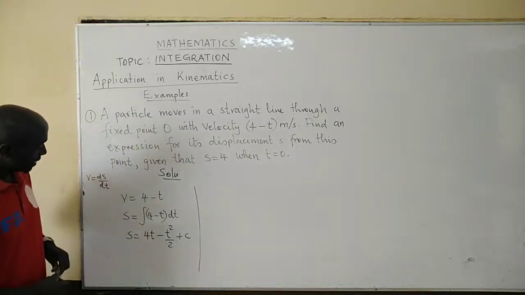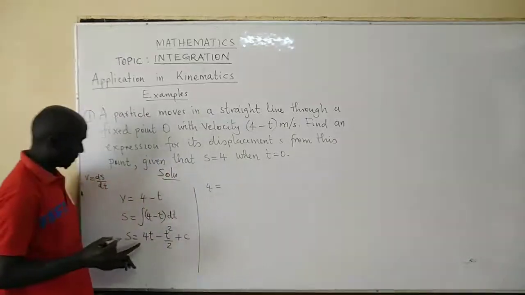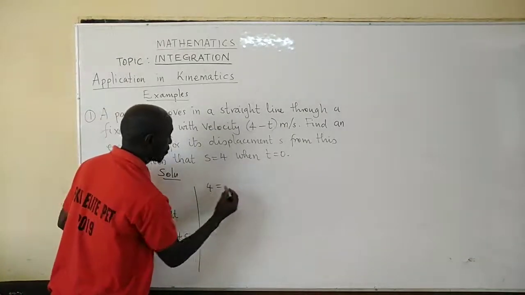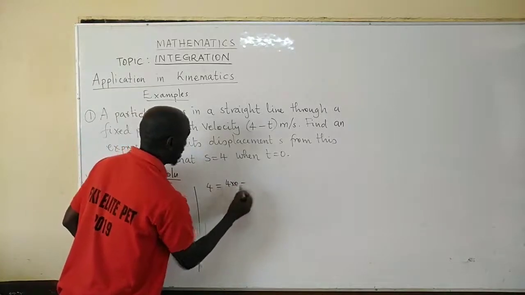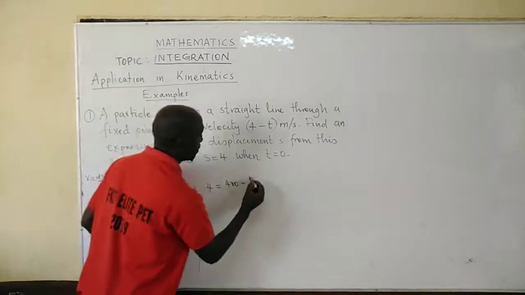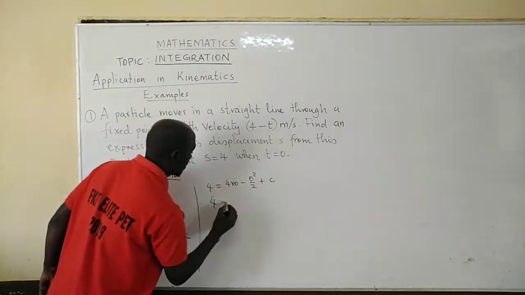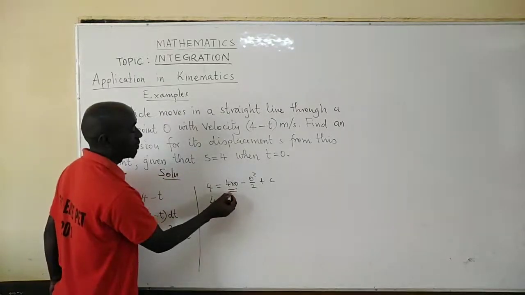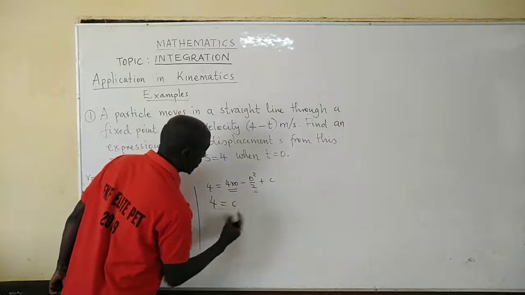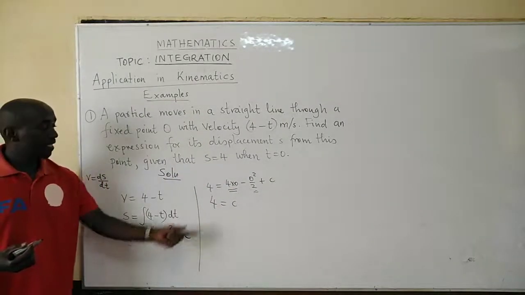If you replace s with 4, we will have 4 equals 4 times 0 minus 0 squared over 2 plus c. The whole of this is 0, 4 times 0 is 0, and this is also 0, so you remain with only c. So therefore, c is 4. The value of this constant c is 4.